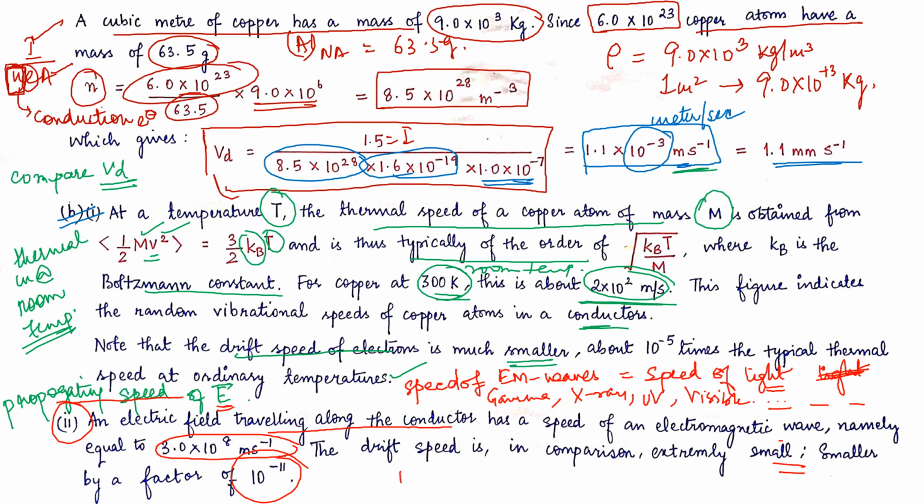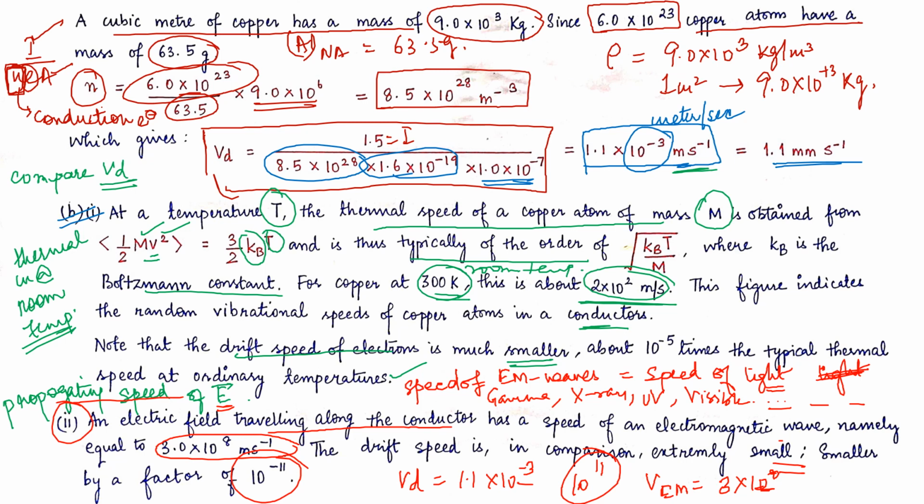And here our drift velocity is 1.1 into 10 to the power minus 3, and the speed of EM waves is 3 into 10 to the power 8. See the difference between them. It is 10 to the power 11. A huge difference is there. Electric fields are traveling much faster than the drift velocity of these conducting electrons. So that's the question. We have provided the solution here.